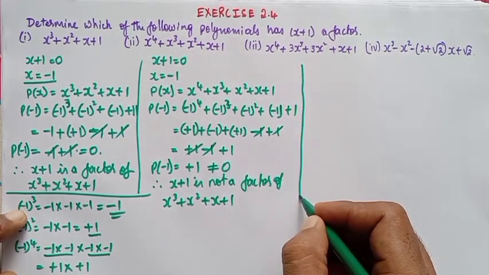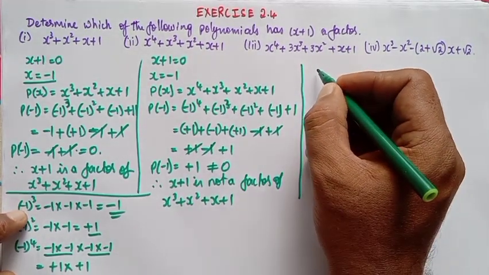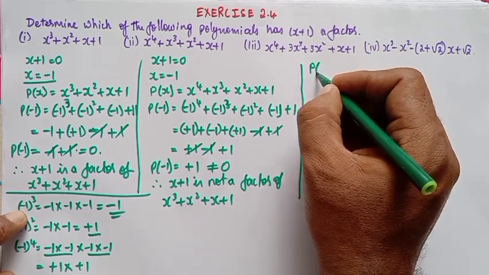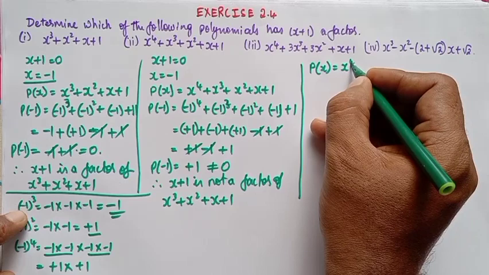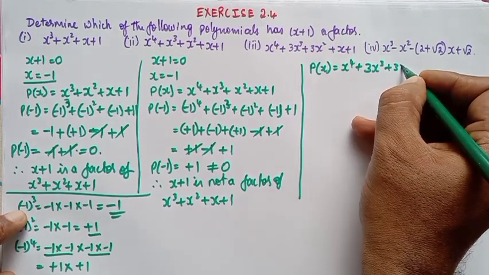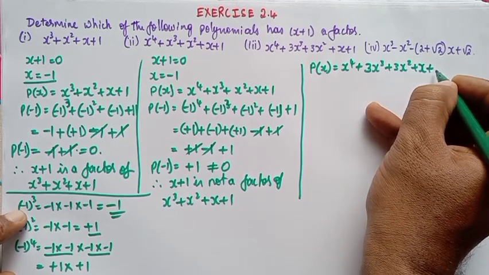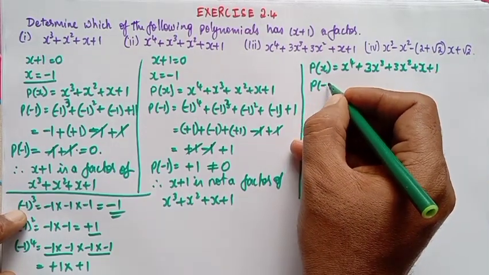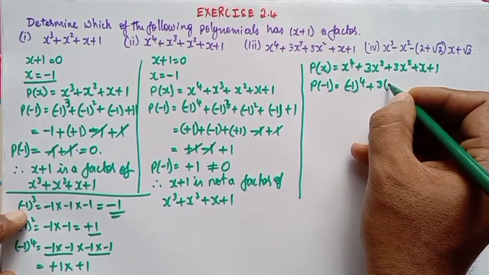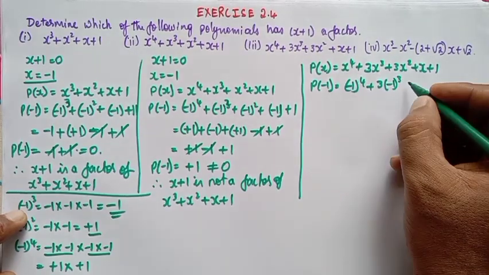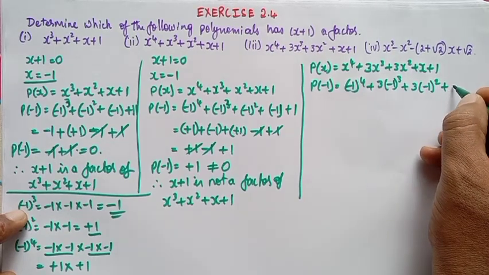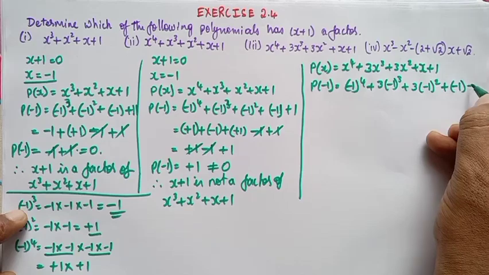Let us move on to the next problem. Here straight away let us substitute. Let us take down P of x is equal to x to the power 4 plus 3x cube plus 3x square plus x plus 1. P of minus 1 is equal to minus 1 whole to the power 4 plus 3 into minus 1 whole cube plus 3 into minus 1 whole square plus of minus 1 plus 1.